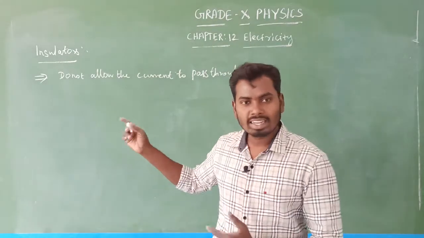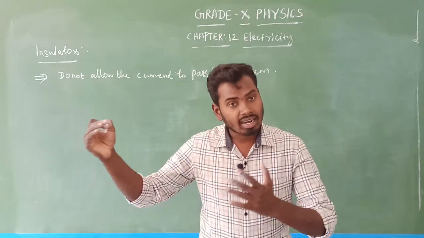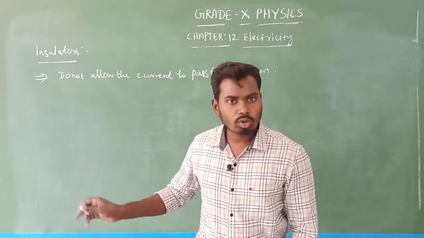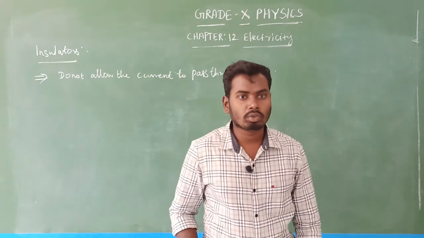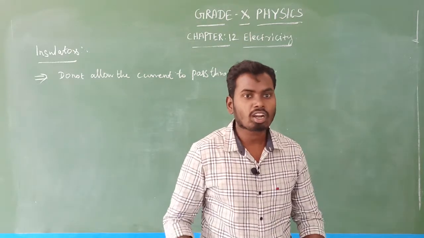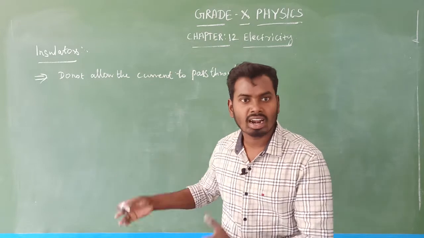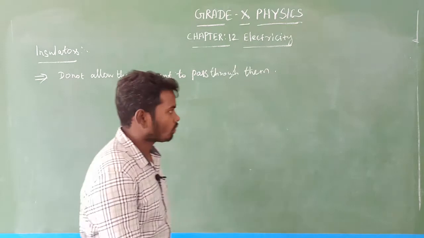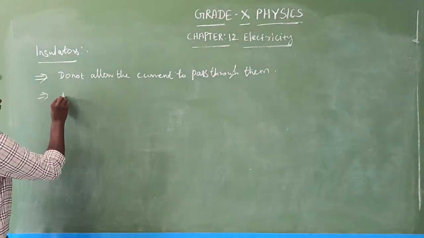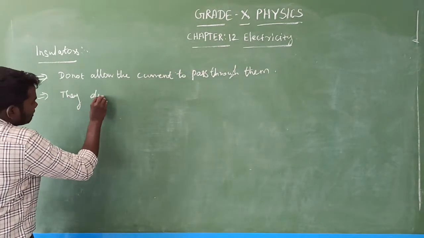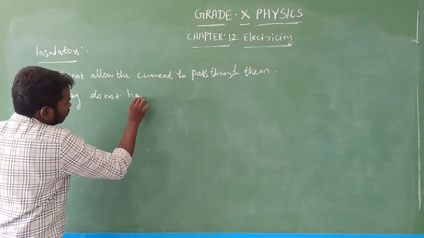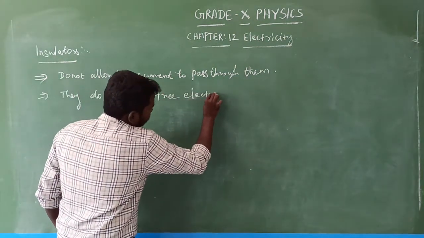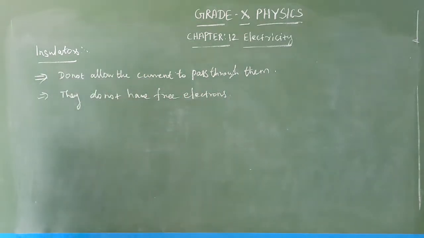The insulator is directly opposite to the conductor. Conductors conduct the current because they have lots of free electrons. But insulators do not allow the current to pass through them, which means they do not conduct the current, because they don't have free electrons like a conductor. So what is the main reason here? They do not have free electrons.